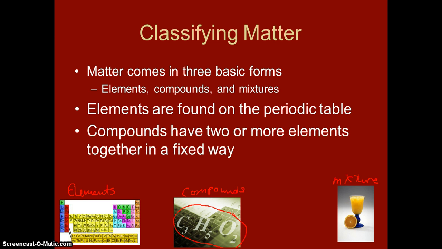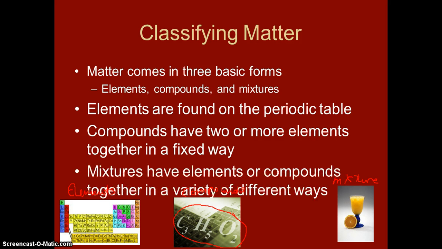Compounds are then going to have multiple elements together in a certain way. Remember, we have a formula for them. Sugar can only be C12H22O11. Water can only be H2O. Salt can only be NaCl. That's it. That's all they can be. It's a fixed way. Whereas a mixture can be together in a variety of different ways. They can have a whole bunch of different ways that they go together. All right, so they have a variety.